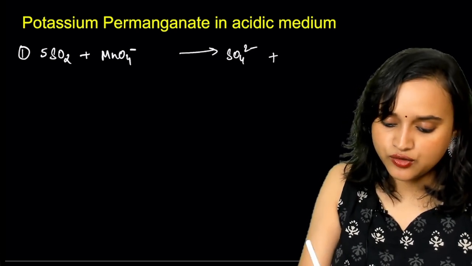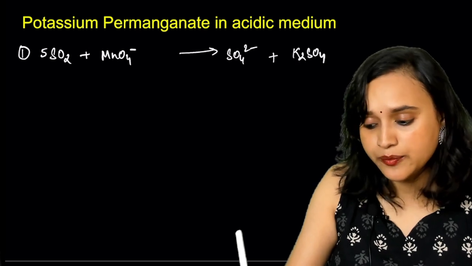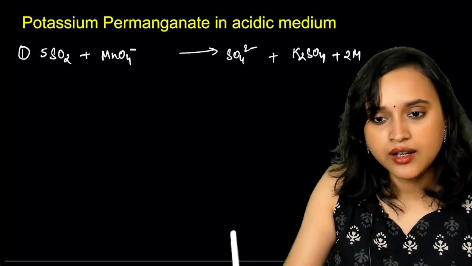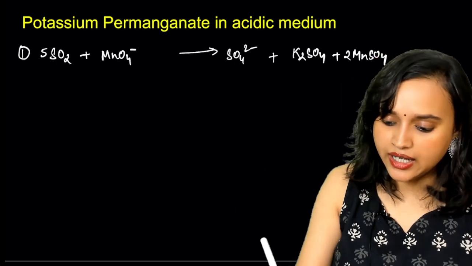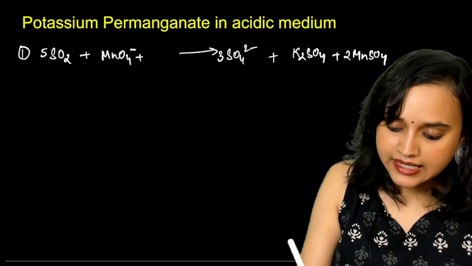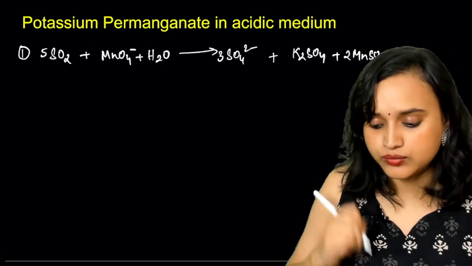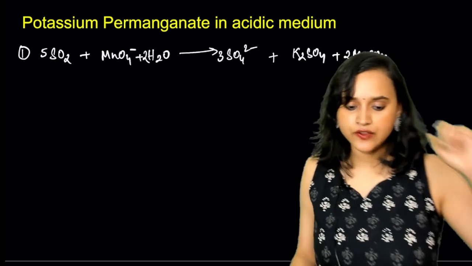This will be 5SO2, MnO4 minus. It is also going to form K2SO4 plus 2 MnSO4, right? So that means 1, 1, and here you will have 3 sulfuric acid. Okay, and this side you will have to add H2O. All right, so this is the first one.